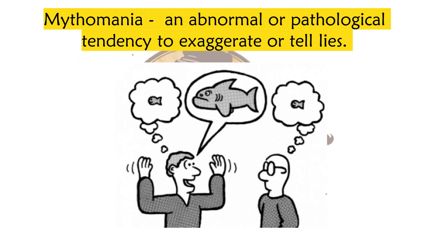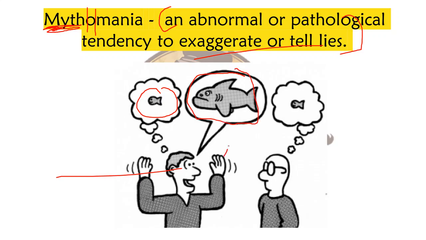Moving on. Mythomania. If you break this down again, remove mania and also remove this O, you have myth. A myth is a story, right? So if you see something in the options like an abnormal or pathological tendency to exaggerate or tell lies, for example, this person caught a fish of this size, but he exaggerated the story and said, no, I caught this big fish. So this is mythomania.